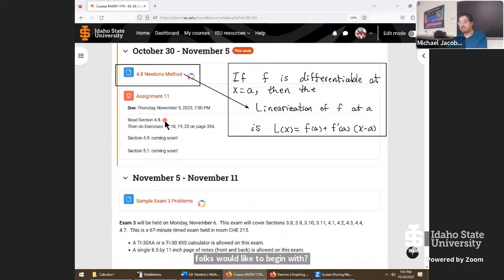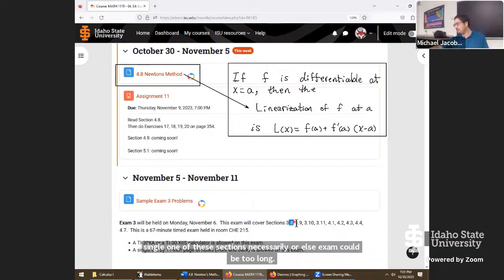Okay, well, with what we've got going on the schedule so far, our third exam is going to be next week from today, so we'll have that done before the Thanksgiving break that's coming up. And it only goes through these sections here, up to section 4.7. And that means there's a lot of applications potentially on this exam, but I can't ask a question from every single one of these sections necessarily, or else the exam could be too long. So essentially, this is what I'm going to do.